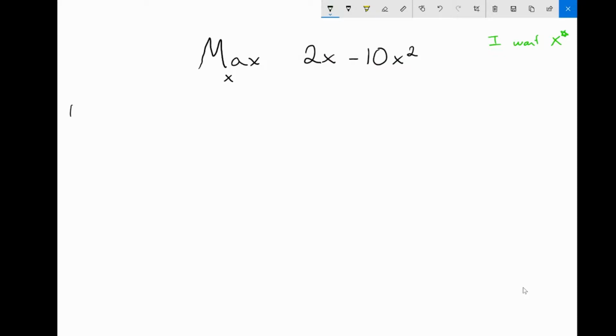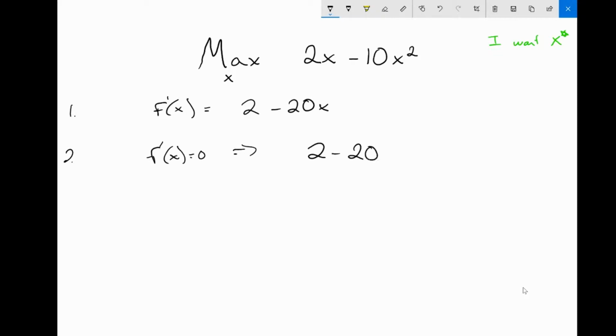All right, so remember, step one, what is the derivative? Let's take the derivative of this. So f prime of x is equal to 2, right? The derivative of the first term is just 2, minus 20x. All right, step two is we take that derivative and we set it equal to 0. So here that would be 2 minus 20x equals 0.